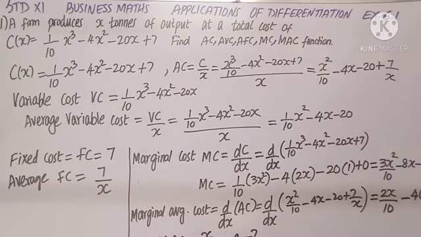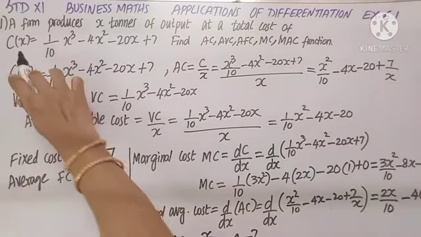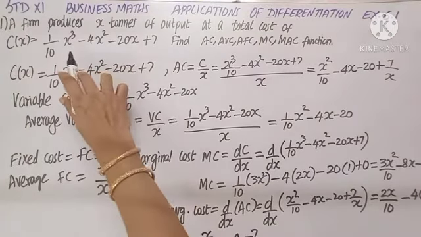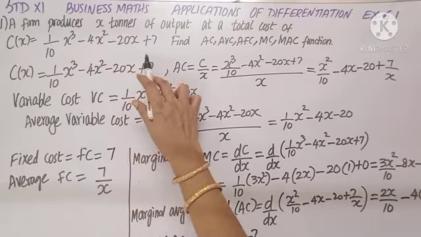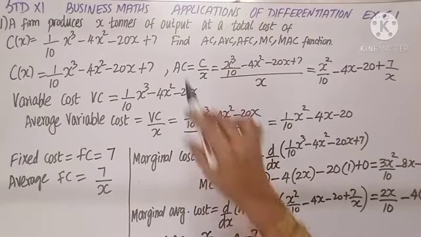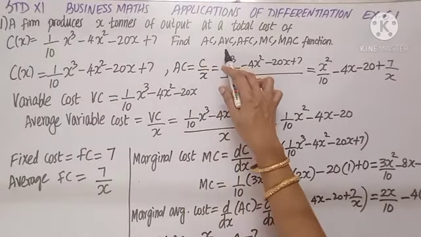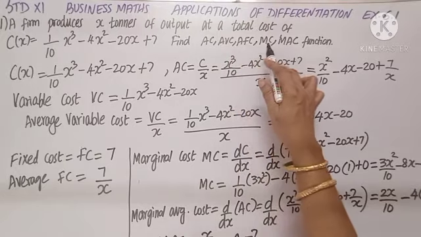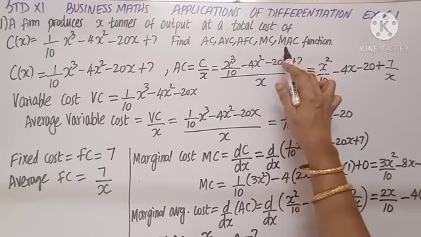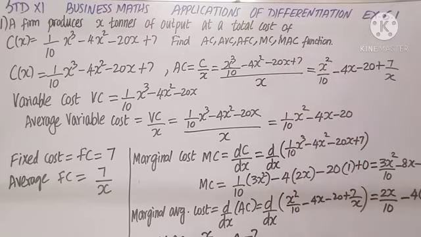Exercise 6.1, question number 1. A firm produces X tons of output at a total cost of C of X is equal to 1 by 10 x cube minus 4x squared minus 20x plus 7. Find average cost, average variable cost, average fixed cost, marginal cost and marginal average cost functions.